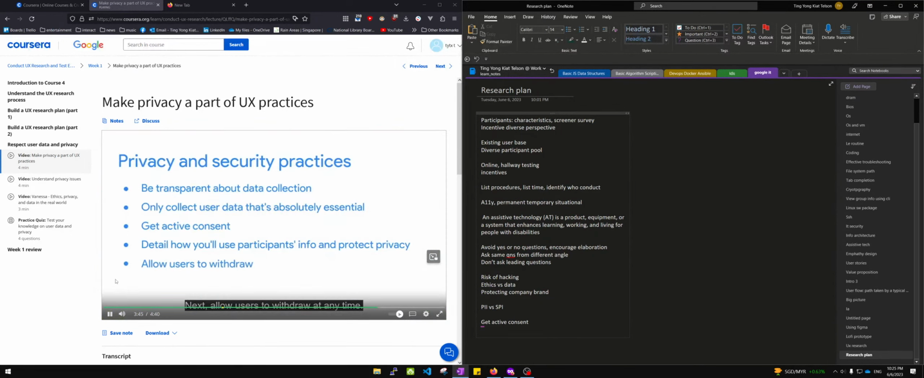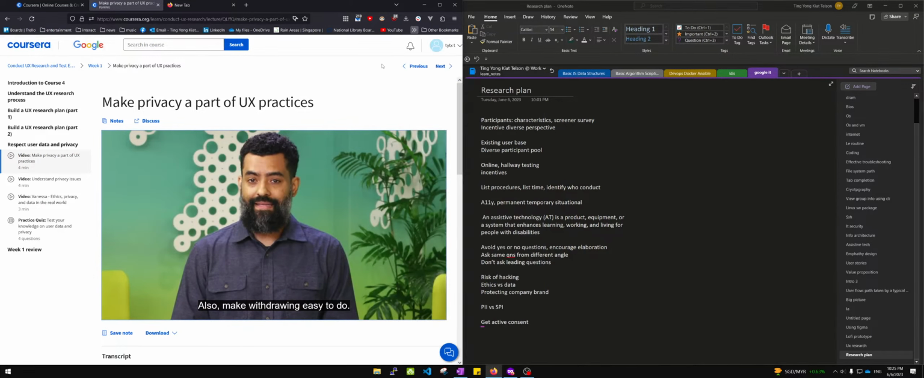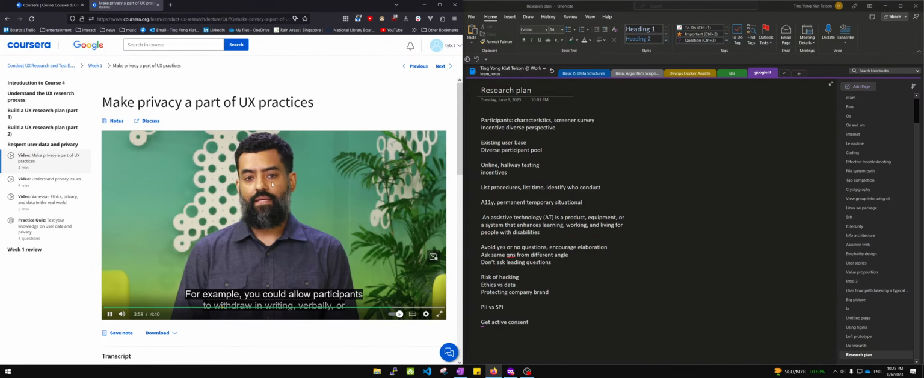Next, allow users to withdraw at any time. This right to withdraw should be explicitly stated when obtaining consent. Also, make withdrawing easy to do. For example, you could allow participants to withdraw in writing, verbally, or simply by not showing up.